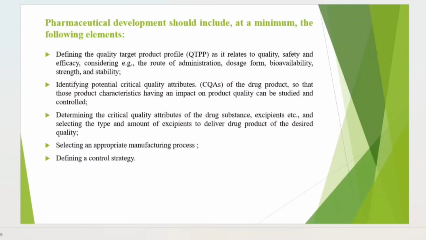So here, pharmaceutical development should include at a minimum the following elements. So what are the contents of the pharmaceutical development report that we will see? Defining the quality target product profile as it relates to quality, safety, and efficacy, considering the route of administration, dosage form, bioavailability, strength, and stability. What is meant by QTPP? Why it is required? Can anyone explain here?